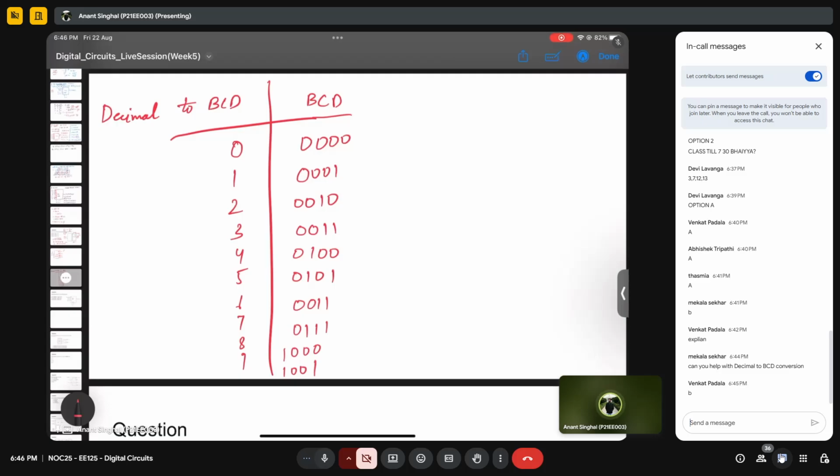For example, let's say we have 25 to the base 10 in decimal and we want it in BCD. So the BCD of this will be: 2 is 0010, 5 is 0101, so 0010 0101. Yeah, so this is the BCD. Sorry for the bad writing. Something is wrong with my pen.